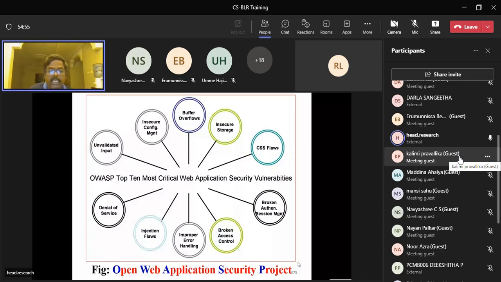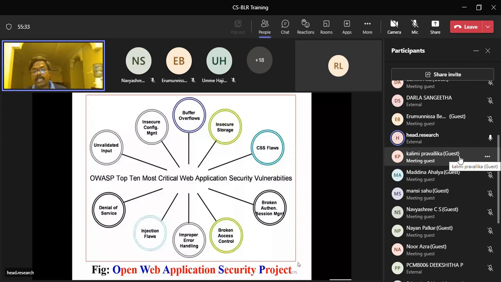Improper error handling. See, we are getting various kinds of errors in a web application, like syntactical error, semantical error, linker error. What type of errors? So that comes under improper error handling. That is a security vulnerability. Then broken access control, I have explained. Intruders are entering into our network. They are breaking our passwords. Even they are breaking our Gmail account, Facebook application, etc. So that is called broken access control.